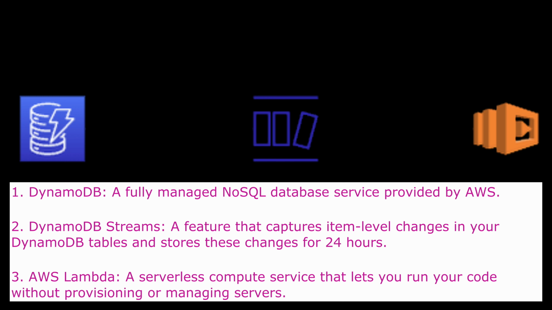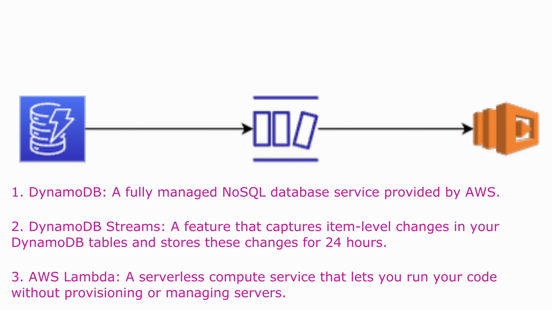DynamoDB, a fully managed NoSQL database service provided by AWS. DynamoDB streams, a feature that captures item-level changes in your DynamoDB tables and stores these changes for 24 hours. AWS Lambda, a serverless compute service that lets you run your code without provisioning or managing servers.